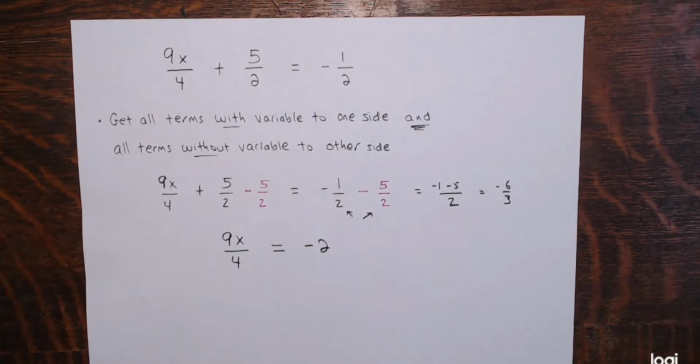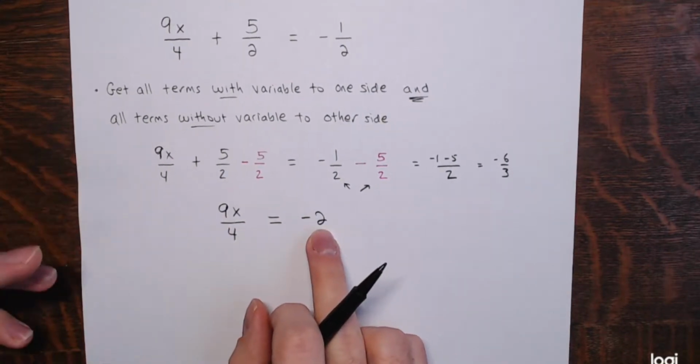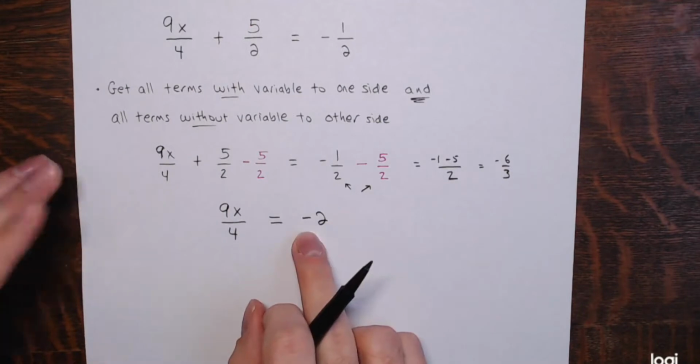Alright? So I get all the terms with variables on one side, terms without the variable on the other side, and you simplify as you go, like I did here, right? -2.